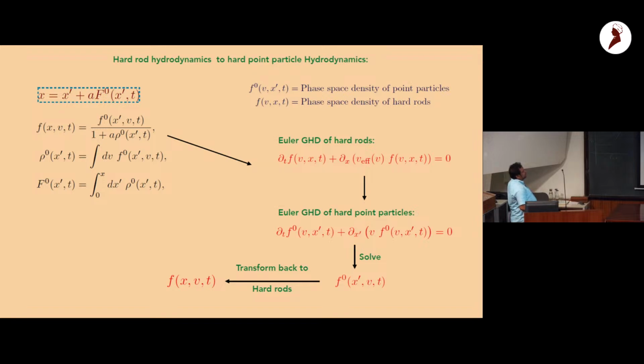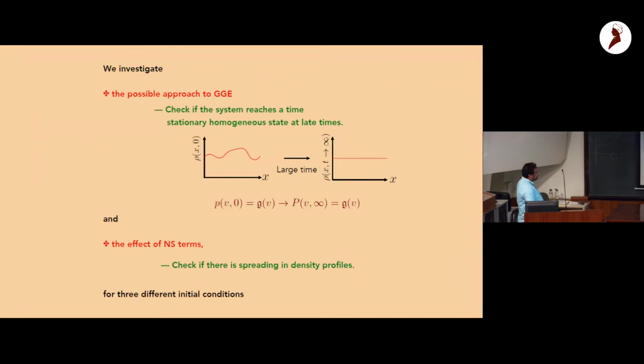If you use this, then the Euler GHD of hard rods transforms very simply to the Euler GHD of hard point particles, and you see that here this becomes just V, not V effective, which you see for point particles in the microscopic dynamics also. Now this equation is very easy to solve. You can solve it, and then you can transform back, and that's how you can solve the GHD Euler equations for hard rods.